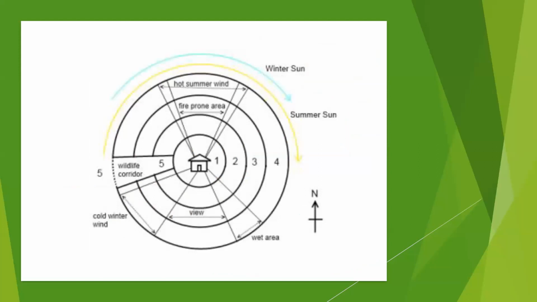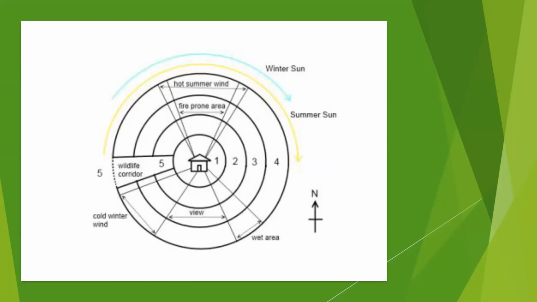Okay, we're going to talk about zones and sectors. This is another basic pattern that we use a lot in permaculture design, and I find it very useful. The world's really big. How do we simplify it? How do we make sense of something that's big and vast and constantly changing? Well, here's a way of thinking about it.